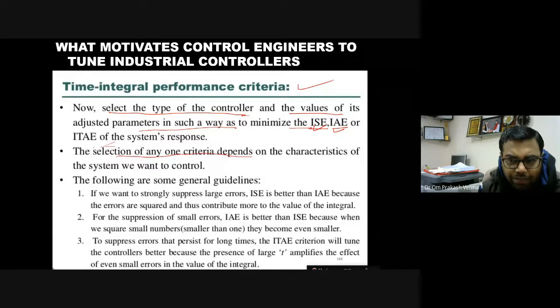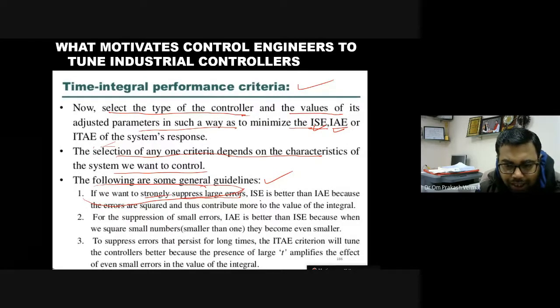Selection of any one criteria depends on the characteristic of the system we want to control. So what is the guideline for choosing them? So if you want to strongly suppress large error, okay, if your error is large, then ISE is a better choice as comparison to IAE, because the errors are squared and thus contribute more to the value of integral, right?